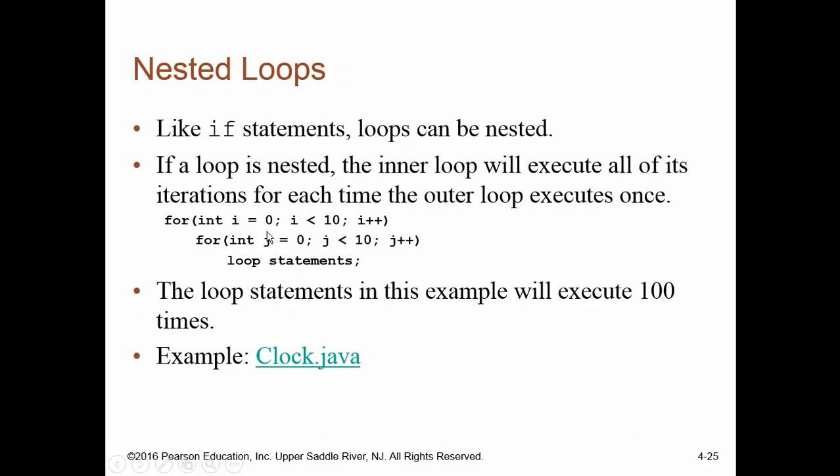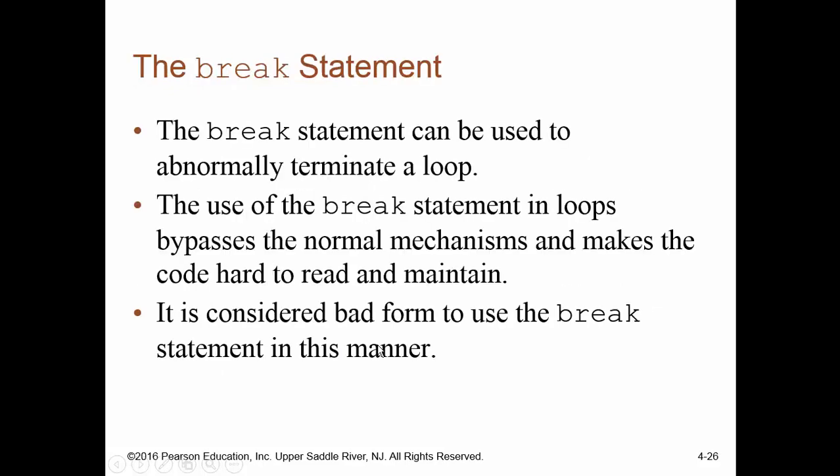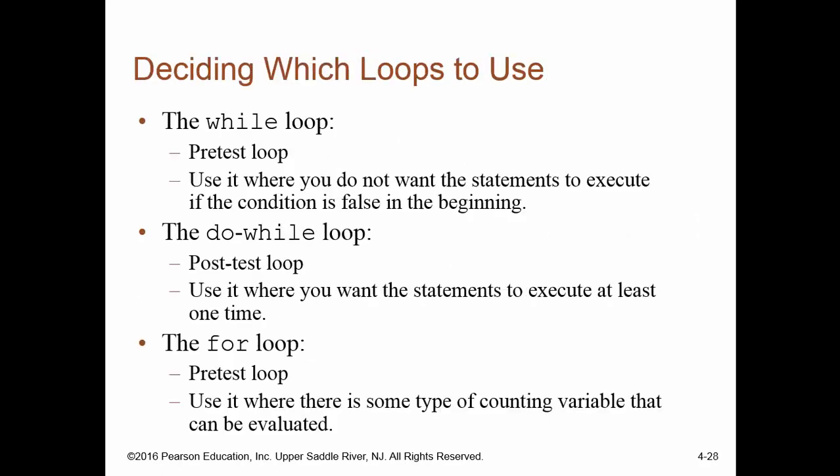A nested loop is a loop within a loop. So the idea is this is going to be 0, 0, 0, 1, 0, 2, 0, 3, 0, 4, 0, 5, 0, 6, 0, 7, 0, 8, 0, 9, 1, 0, 1, 1, 1, 2, etc. They've got an excellent example in the book, this Clock.java, which we'll talk about in more coverage in just a bit. All right, next are break and continue.